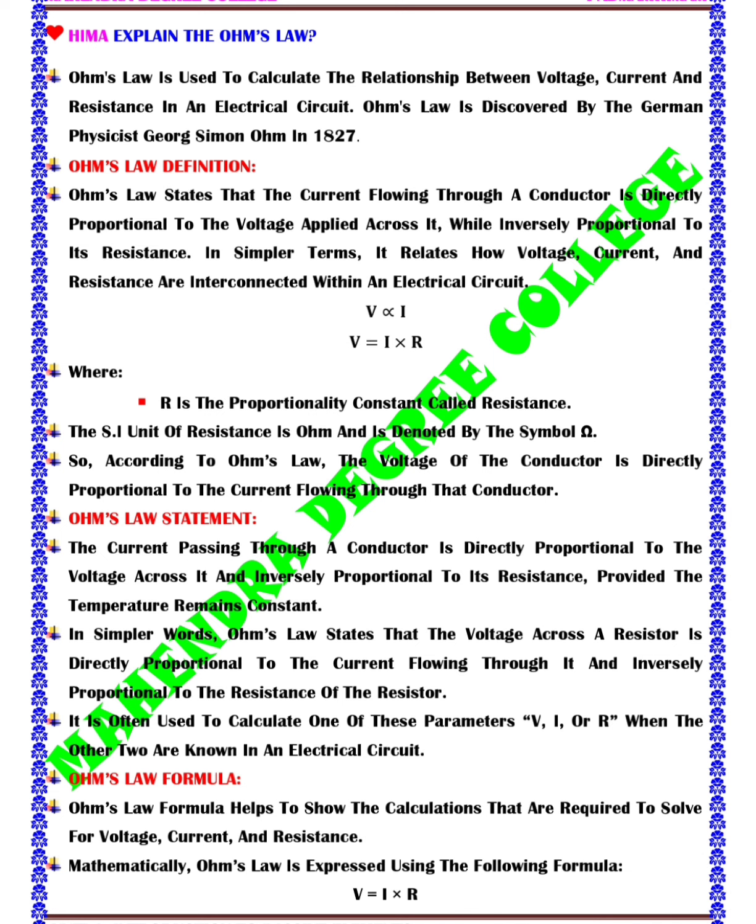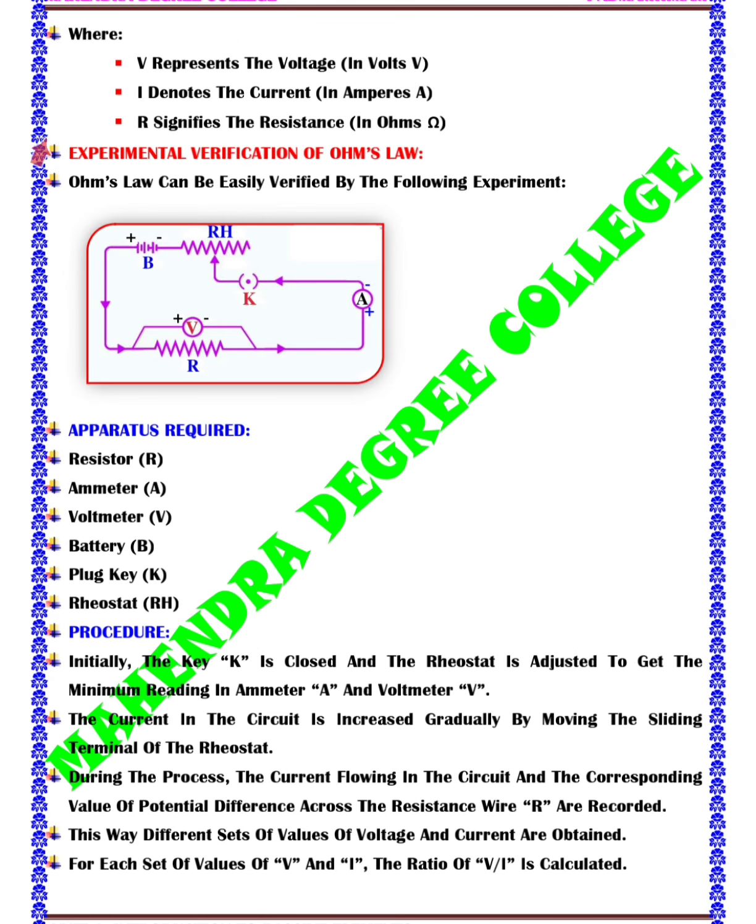Next, we discuss the experimental verification of Ohm's law. Ohm's law can be easily verified by the following experiment. The image depicts a circuit diagram illustrating Ohm's law. Ohm's law defines the relationship between voltage V, current I, and resistance R in an electrical circuit.